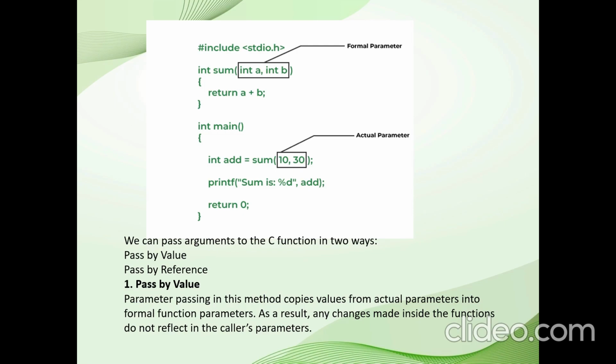We can pass arguments to a C function in two ways: pass by value and pass by reference. In the program, 10 and 30 are known as actual parameters, and a and b are the formal parameters. Pass by value: what is pass by value? Parameter passing in this method copies values from actual parameters into formal function parameters. As a result, any changes made inside the function do not reflect in the caller's parameters.